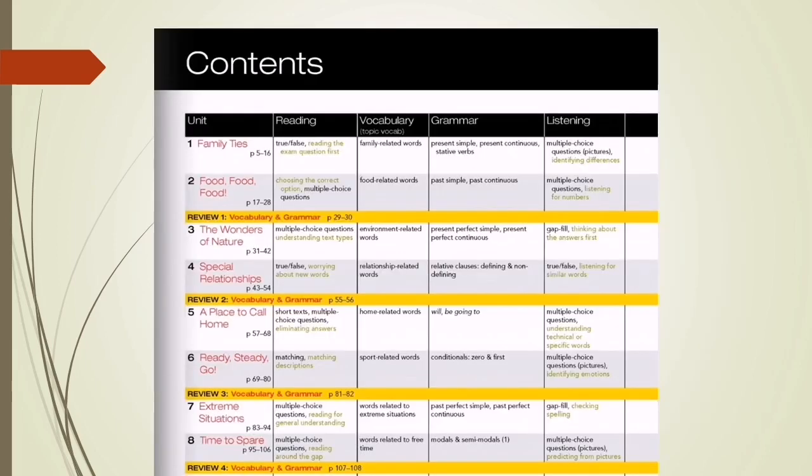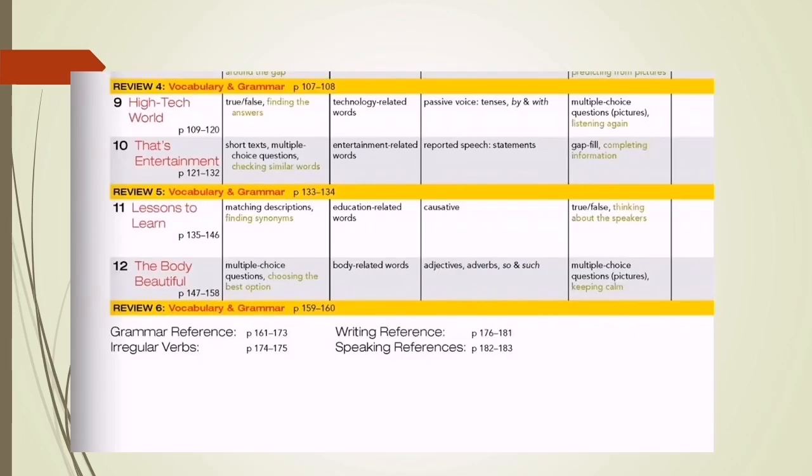These are the units that we are going to cover from this textbook. Family ties, food, food, food, the wonders of nature, spatial relationship, a place to call home, ready, steady, go, extreme situations, time to spare, high-tech world, that's entertainment, lessons to learn, the body beautiful.